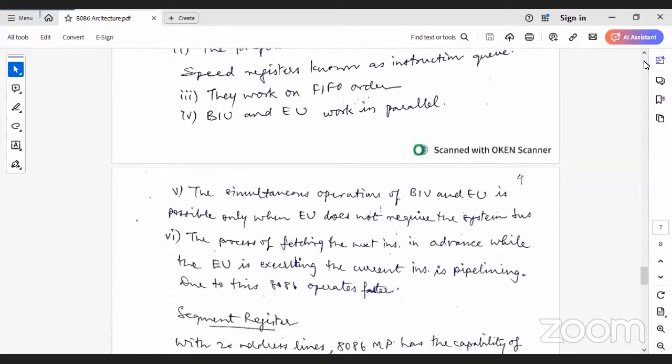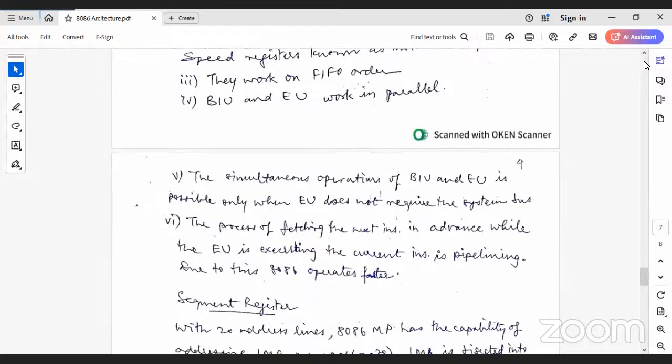Now, the simultaneous operation of BIU and EU, the same thing which I kept telling you all the time, is possible only when EU does not require the system bus. What this means is EU will not need the address bus. Only the BIU will need the address bus to prefetch the instructions. That is how the EU works parallelly with BIU. It is simply doing the work of execution, so it doesn't need the system bus.